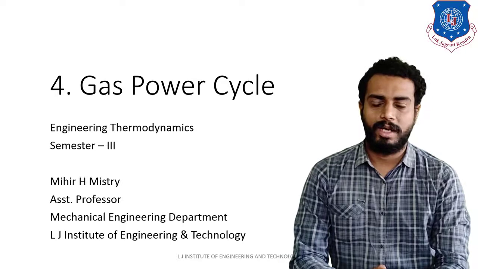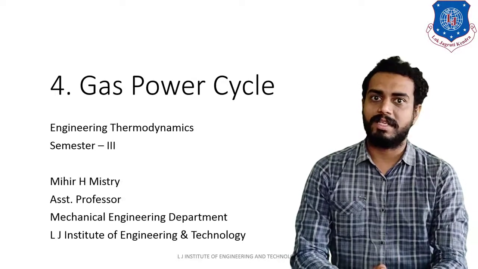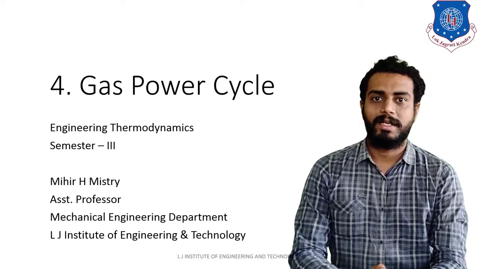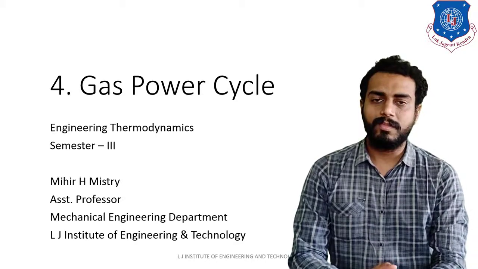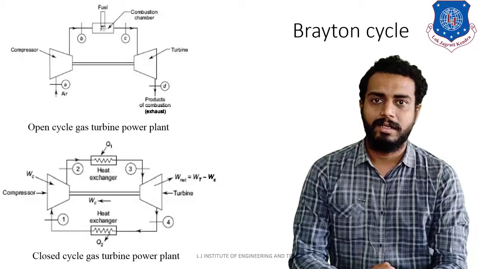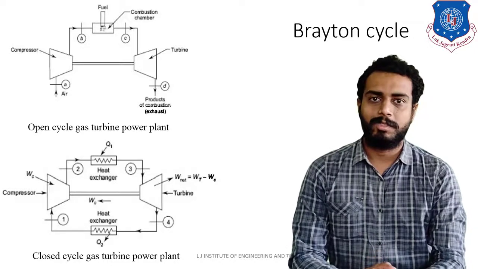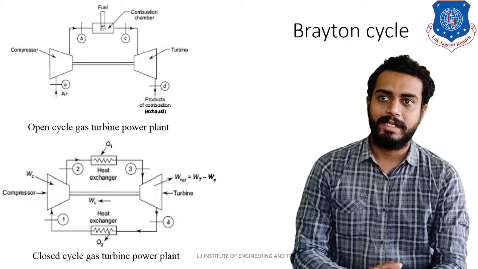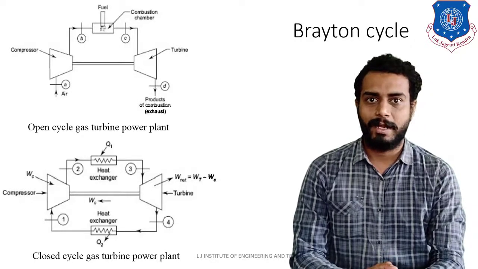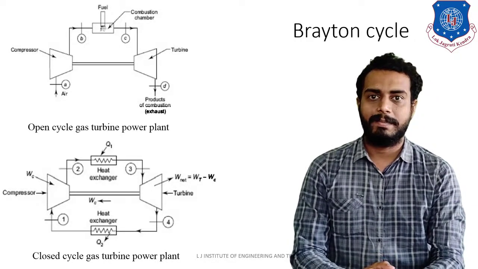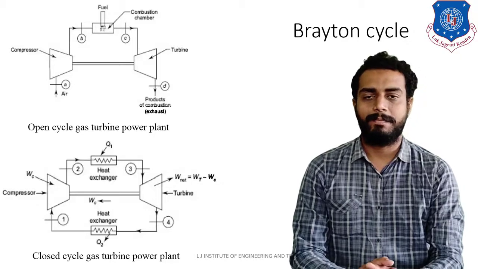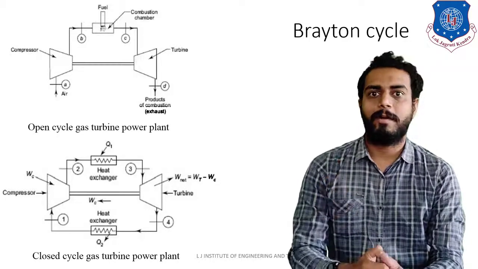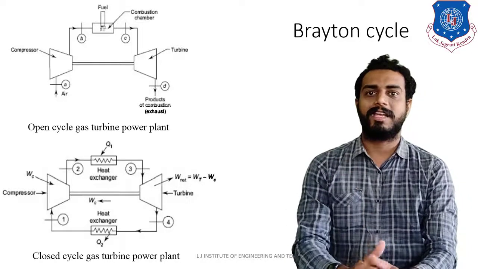So today we are going to continue our session on gas power cycle, and in particular we are going to discuss the simple Brayton cycle. In order to understand the Brayton cycle, observe the given diagram on the screen. The first diagram, on the top side, is an open cycle gas turbine power plant, and the second diagram is a closed cycle gas turbine power plant. The Brayton cycle is generally used in these two kinds of power plants.